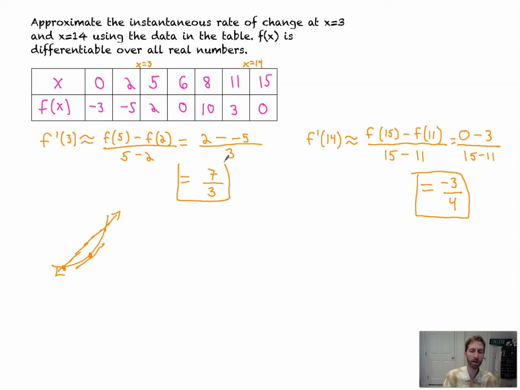So these are the approximations for the slopes of f of x at x equals 3 and x equals 14. They're not the exact values. We'll never know what those are, but they're good approximations. That's it. A very short video, but an important one nonetheless.